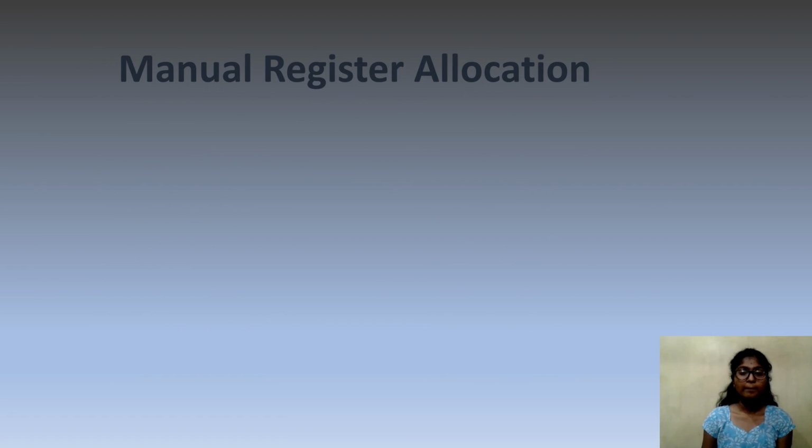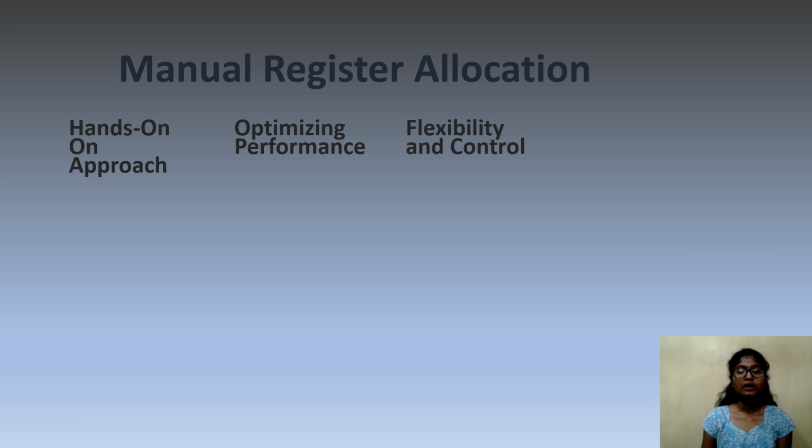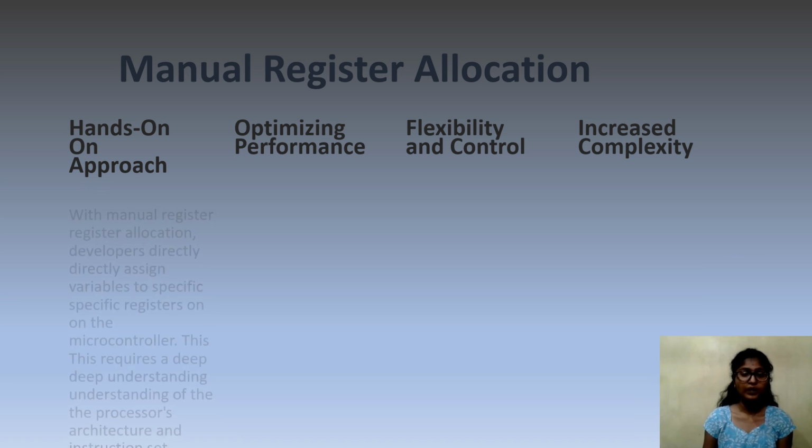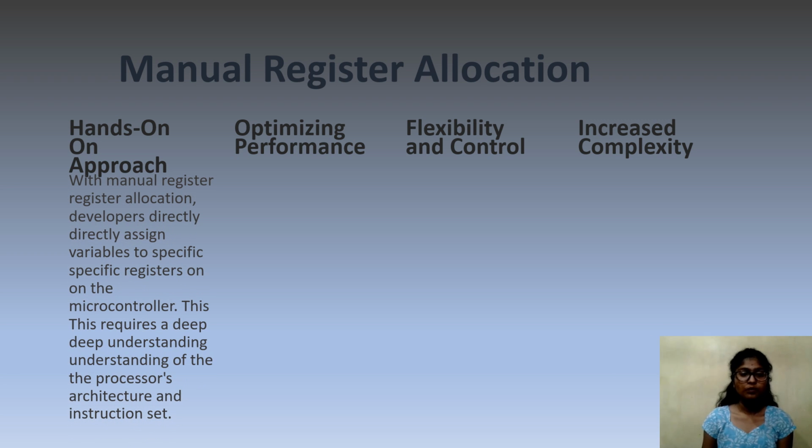And now we will look at manual register allocation. The key aspects are a hands-on approach, optimizing performance, flexibility and control, and increased complexity. Coming to the hands-on approach, with manual register allocation developers directly assign variables to specific registers on the microcontroller. This requires a deep understanding of the processor architecture and instruction set.